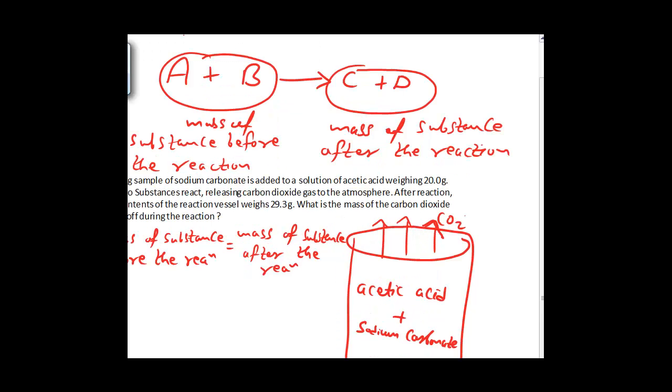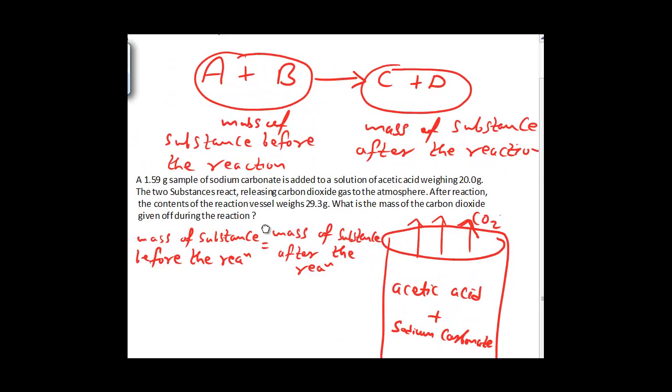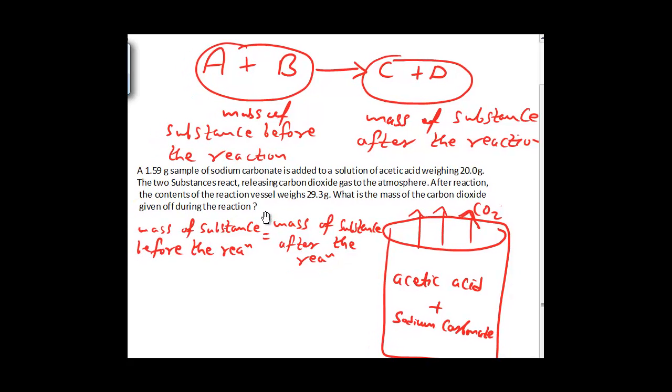What we have is 1.59 grams of sodium carbonate which is being added to the acetic acid, and when you do that you release carbon dioxide gas into the air. So what we are given here is that 1.59 grams of sodium carbonate is added to 20 grams of acetic acid, and you're forming a carbon dioxide gas, and we don't know the mass of the carbon dioxide gas.